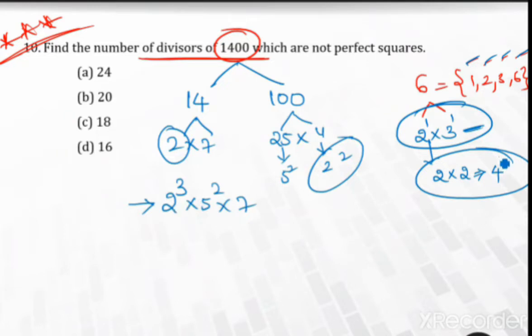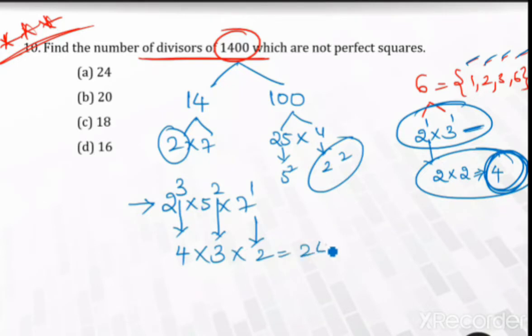Now how many number of factors are there in 1400? Can anyone? 24. Great. 3 plus 1 will give the result as 4. 2 plus 1 will give the result as 3. 1 plus 1 will give the result as 2. What is 4 into 3 into 2? 24. Total number of factors are 24. But here, what he is asking is which are not perfect squares.